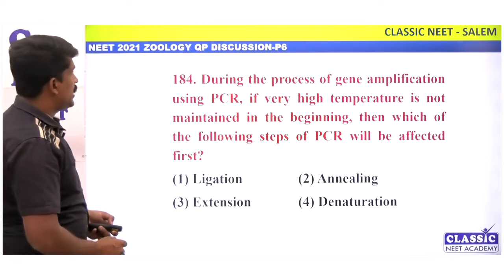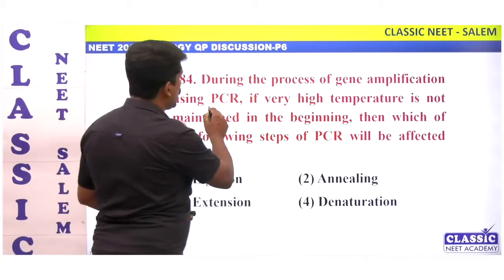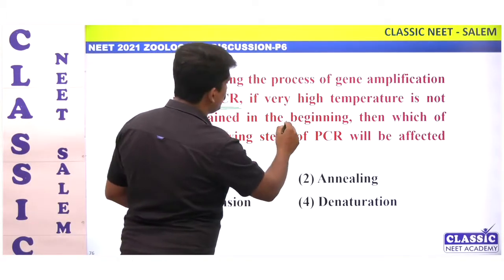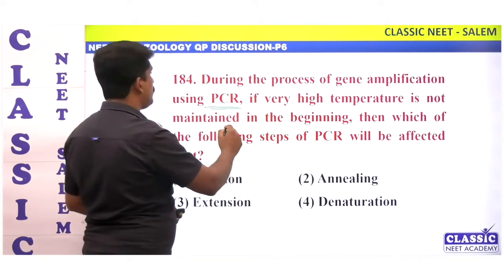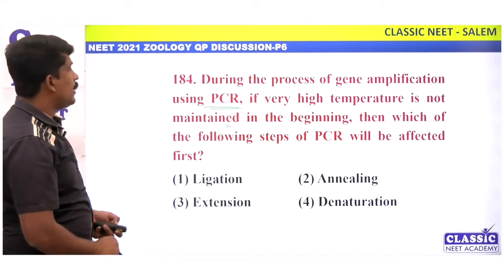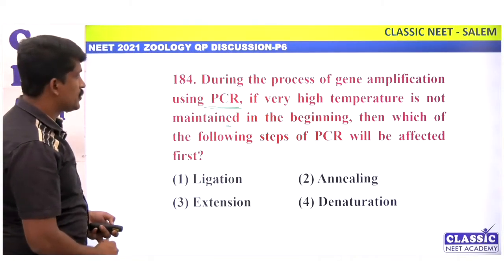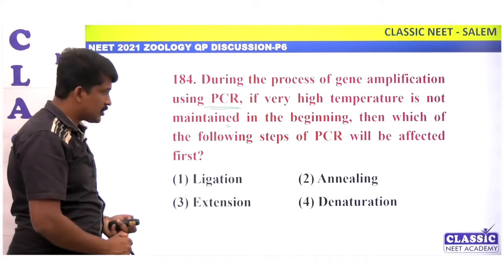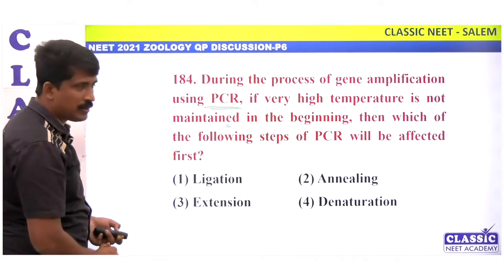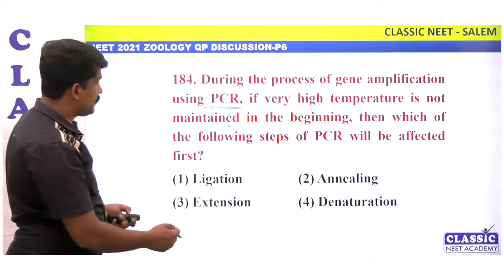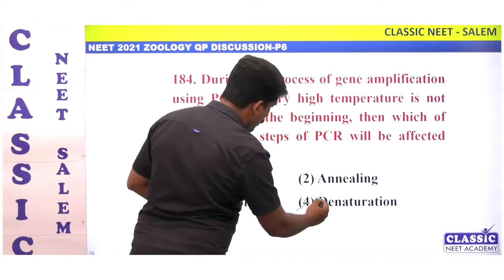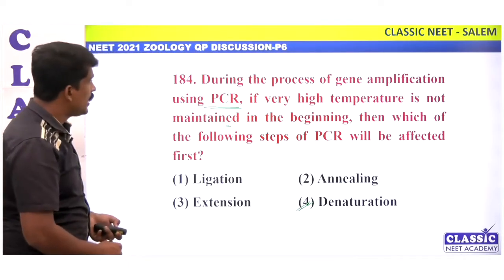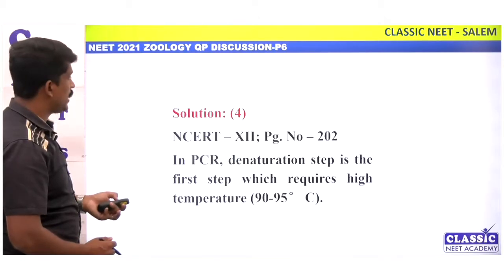During the process of gene amplification using, yes, polymerase chain reaction, if very high temperature is not maintained in the beginning, then which of the following steps of PCR will be affected? Ligation, annealing, extension, denaturation. The first step itself is the denaturation, breaking of the hydrogen bonds. Yes, that will not be happening, so that is the answer given.